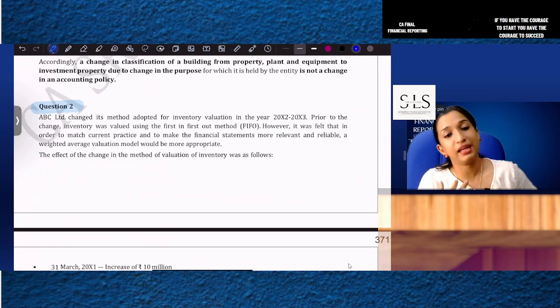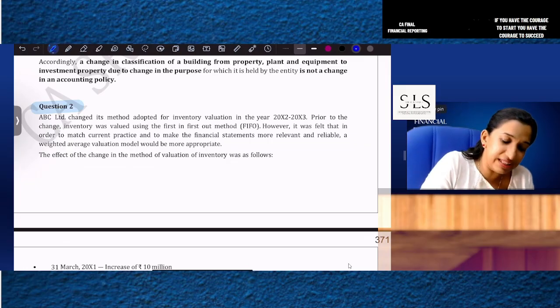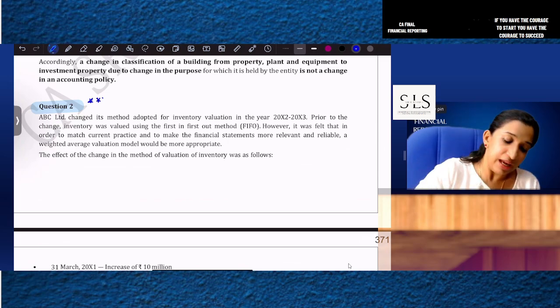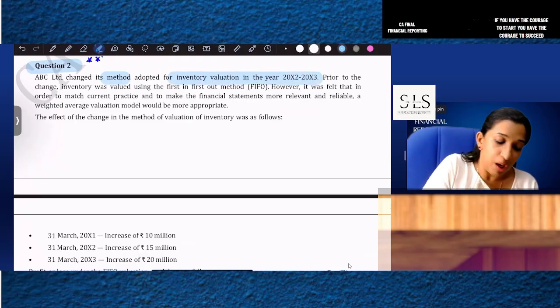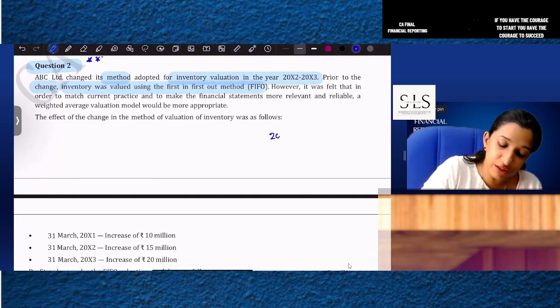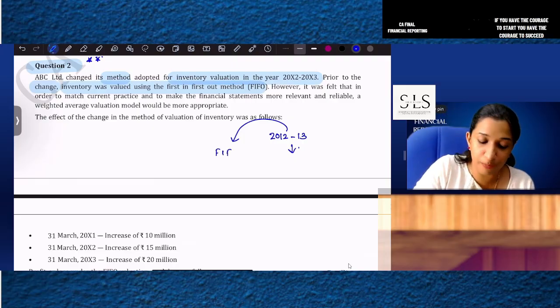So what is the accounting if there is a change in accounting policy? The best example is this question number 2. Let's understand. ABC Limited changed its method adopted for inventory valuation in the year 12-13. Prior to the change, inventory was valued using FIFO method. Now we are changing the inventory valuation. Before that, we were following the FIFO method.